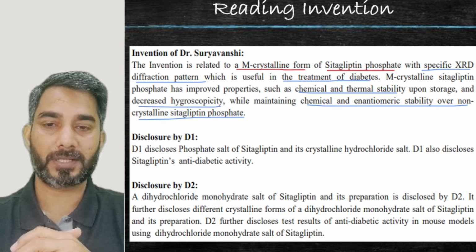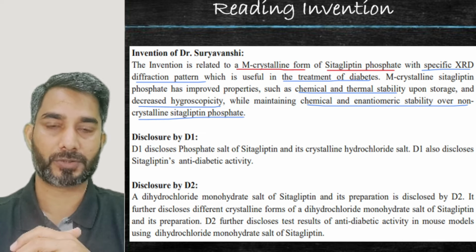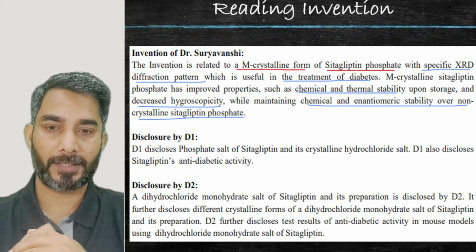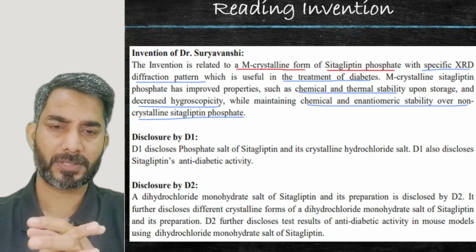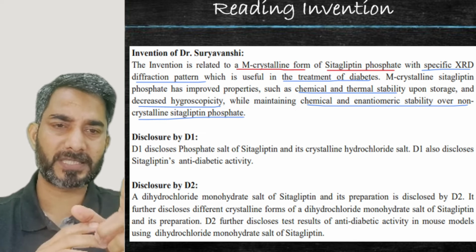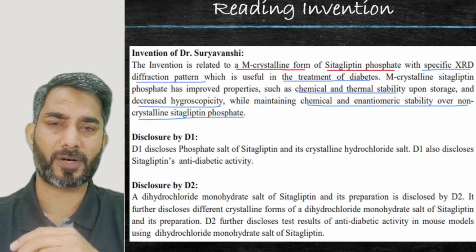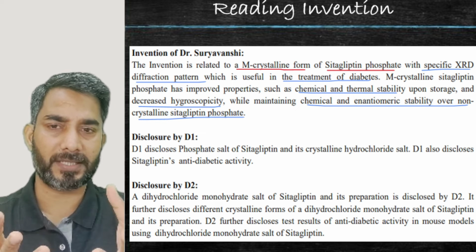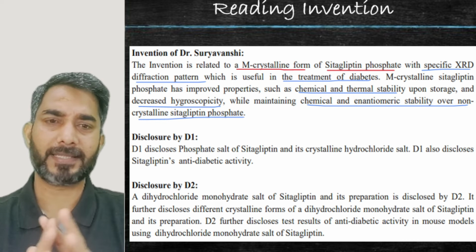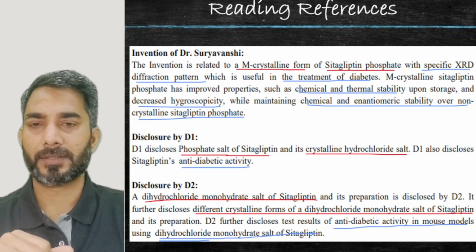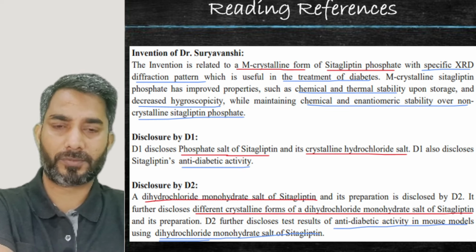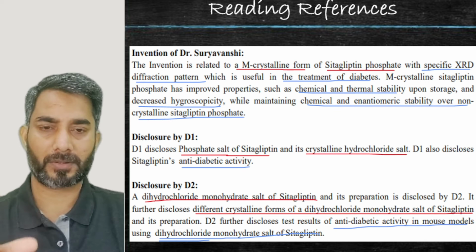D2 talks about a dihydrochloride monohydrate salt. So it is not phosphate salt, so it is different. It also talks about different crystalline forms, but doesn't talk about specifically the crystalline form, the M crystalline form that we are talking about. It also talks about anti-diabetic activity, but then it doesn't talk about XRD diffraction patterns. So novelty, I think, is there easily. So this underline will give you some idea about what I was talking about.